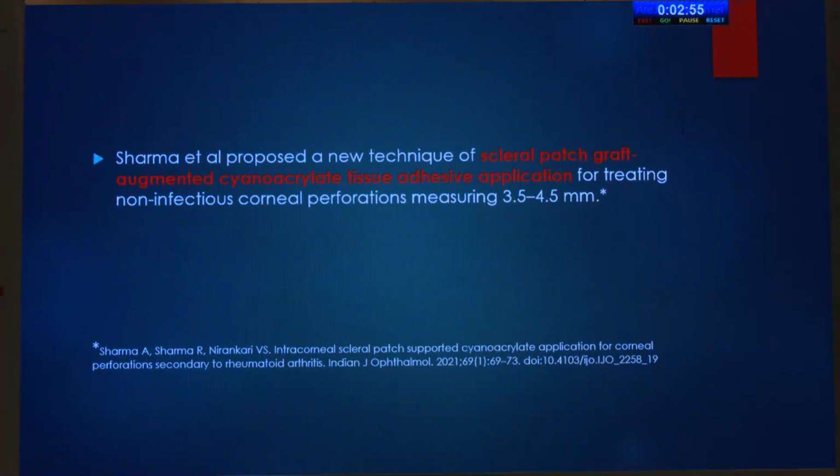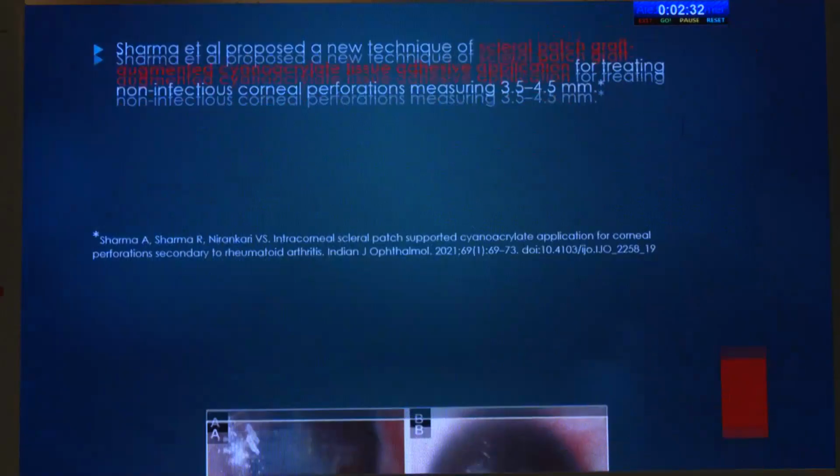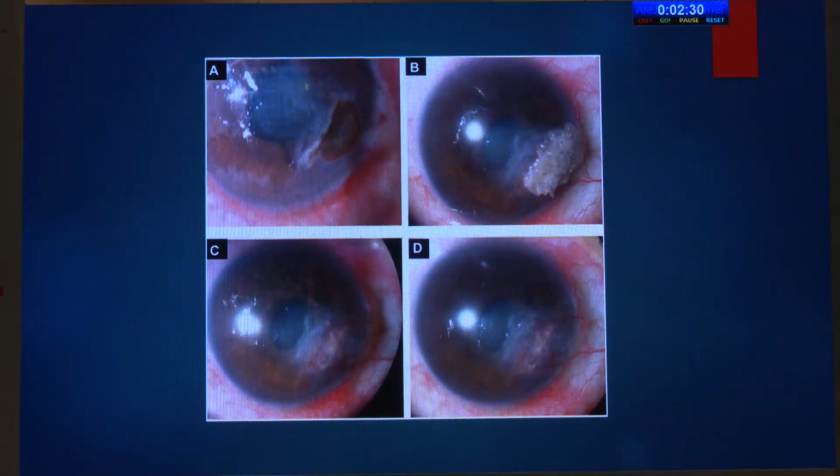Then there is the scleral patch graft augmented technique. Instead of drape, here you are using the scleral patch for creating that barrier, and along with that the cyanoacrylate glue is applied. This technique helps in non-infectious corneal perforations where the melting in the periphery is continuing, the disease process continues. So in those cases, it is really helpful, and it can work even for larger perforations like 3.5 to 4.5 millimeters. So this is how this scleral patch augmented technique works over these peripheral sterile perforations.